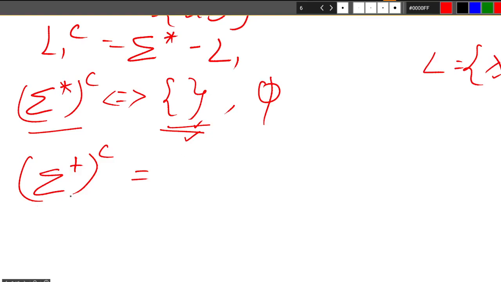This is a positive closure. In positive closure, we have seen that it is all the strings of the universal language minus epsilon. So, it is actually this inner part, epsilon.